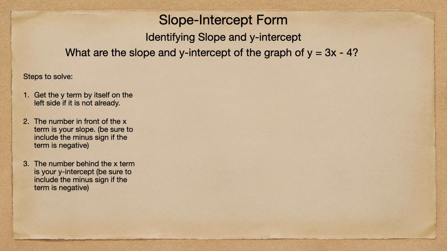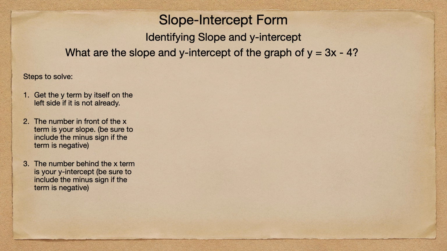Hey guys, today we're going to be looking at all forms of slope-intercept form. And first we're going to identify slope and y-intercept in the slope-y-intercept form. When it is in slope-intercept form, you will see y equals mx plus b. In this case, we have y equals 3x minus 4.